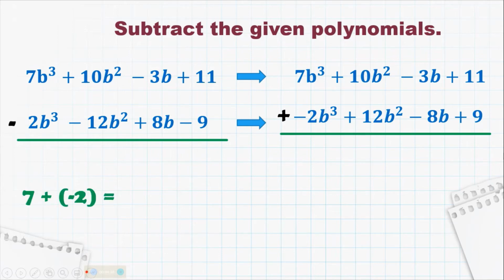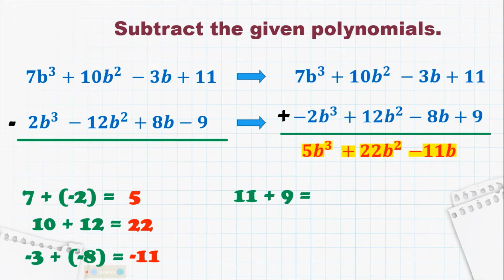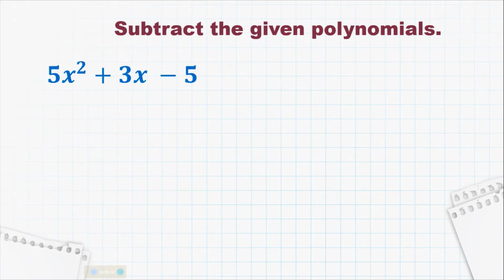And then we will add 7 plus negative 2 is equal to positive 5. So, 5b cubed. Next, 10 plus 12, that is 22. So, positive 22b squared. Next, negative 3 plus negative 8, that is negative 11b. And then 11 plus 9, that is 20. So positive 20. So that will be the final answer. 5b cubed plus 22b squared minus 11b plus 20.